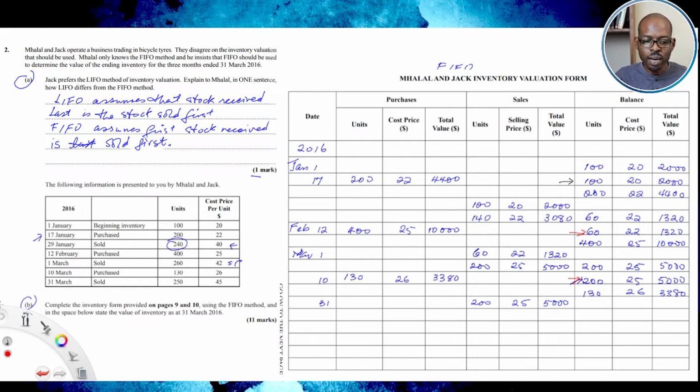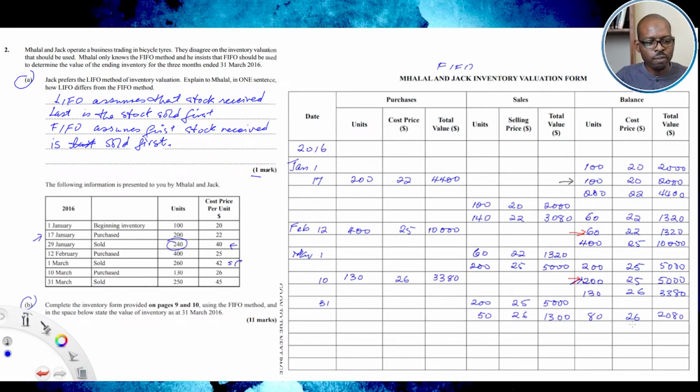But we still need another, how many? 50. We still need another 50, so we take that from the next available batch. And this is at 26, and that gives us 1,300. So how much do we have remaining? We have 80. 130 minus 50 is 80. So that will be 80 at 26, and that gives us 2,080. So the answer to the question, what is the closing stock?